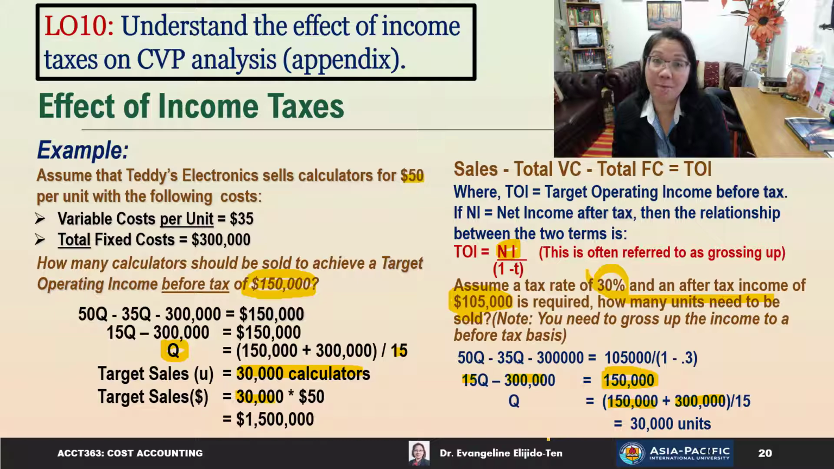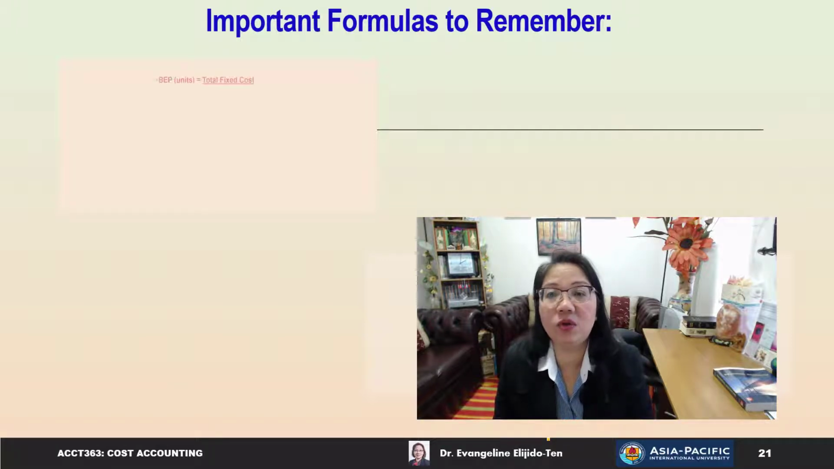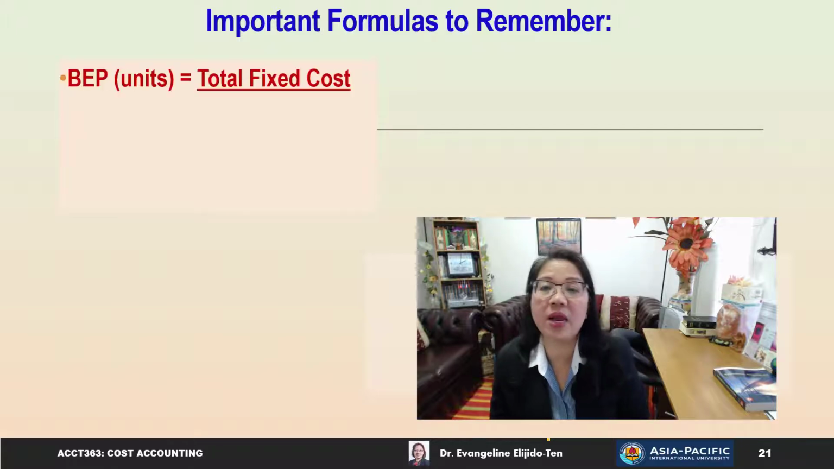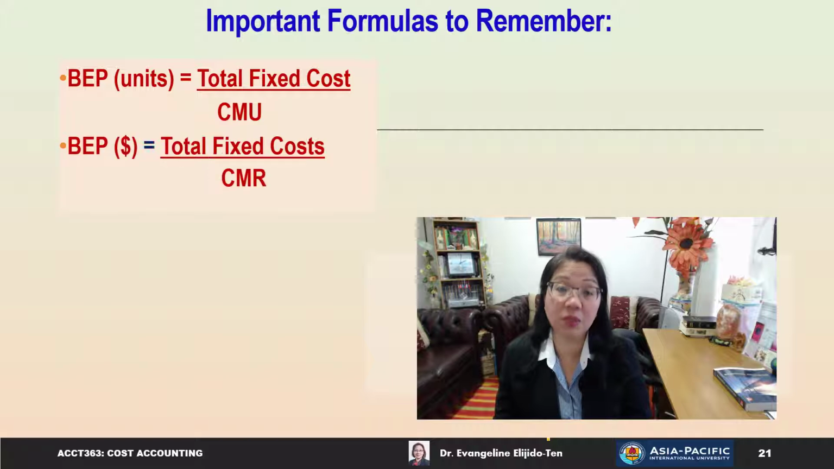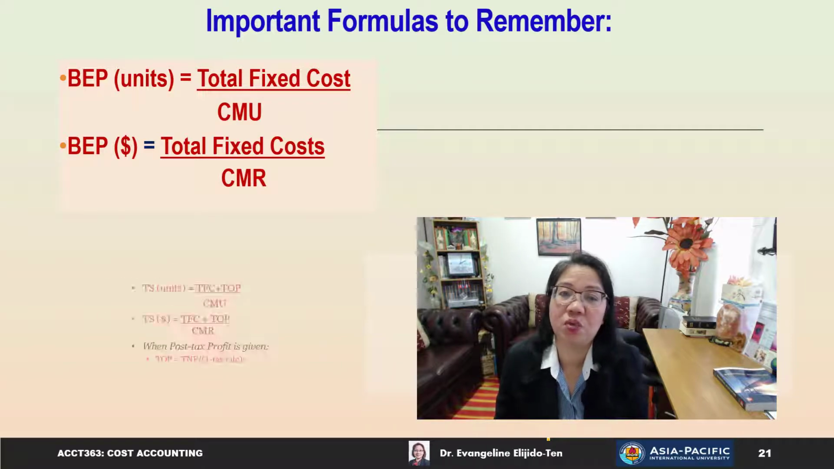That's our break-even point in units. All right. In slide 21, if you can't remember all those formulas that we have used, this is a good slide to go to refresh your memory. Break-even point in units is simply total fixed cost divided by CMU. Break-even point in dollars is total fixed cost divided by CMR, the contribution margin ratio.